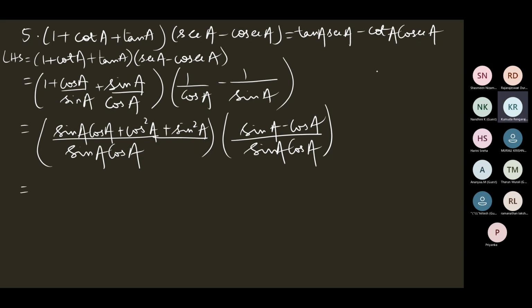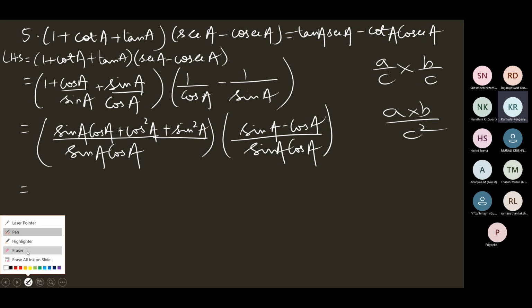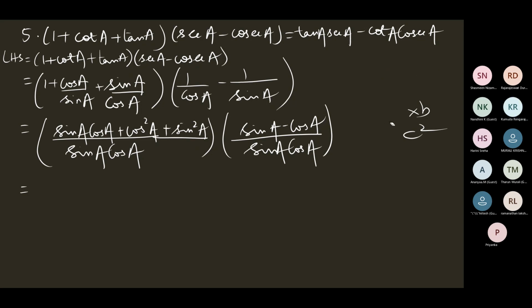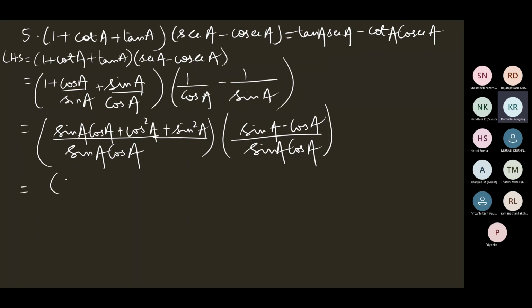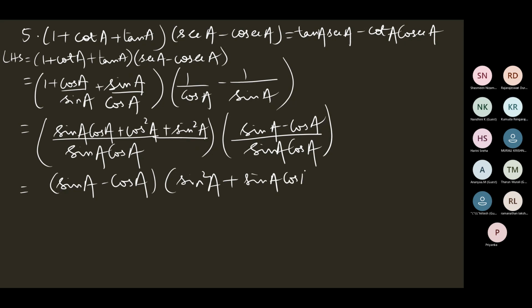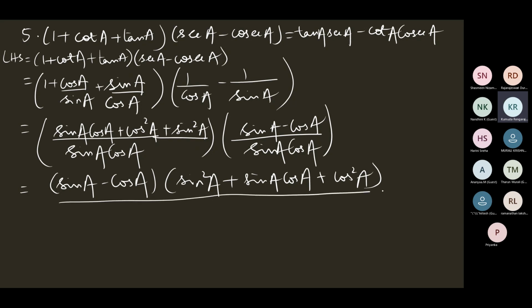So it's like we have A by C into B by C, which is nothing but A into B by C square. Multiply the numerators, multiply the denominators. It's a product. So let's multiply the numerators and we'll write it in the order we want, to use the identity. So let's write sin A minus cos A first, then sin square A plus sin A cos A plus cos square A. We're just arranging the terms to suit the identity.